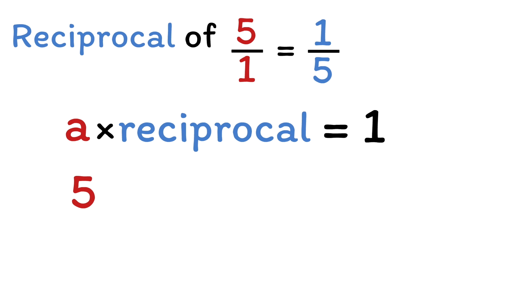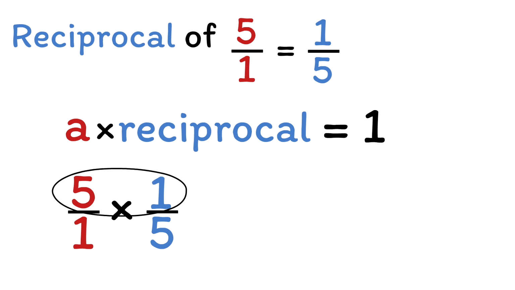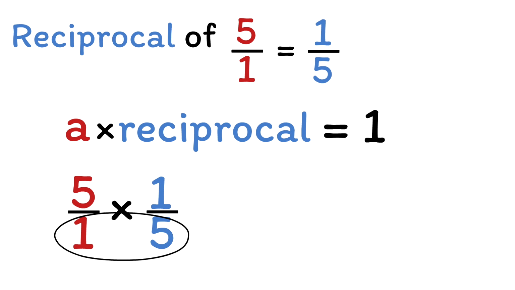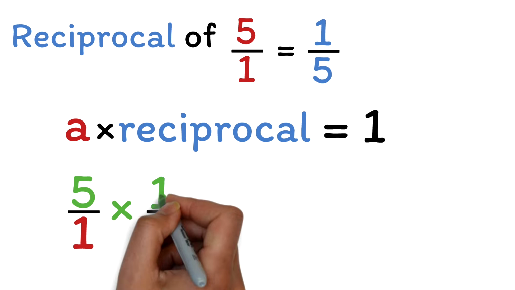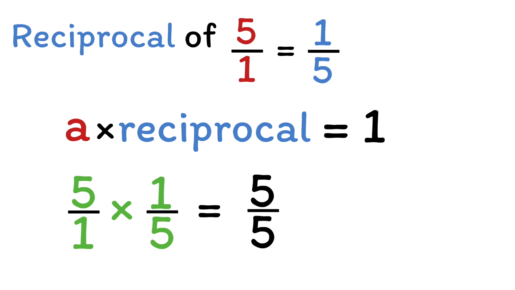So, let's say we have the number 5. This 5 has an invisible denominator of 1. The reciprocal of 5 over 1 is 1 over 5. Now let's multiply 5 over 1 by 1 over 5. When multiplying fractions, all you have to do is multiply the numerators together. Then you multiply the denominators together. So 5 times 1 is 5. And 1 times 5 is 5. So we have 5 over 5. Now, since the numerator and denominator are the same, the 5 over 5 simplifies to 1.